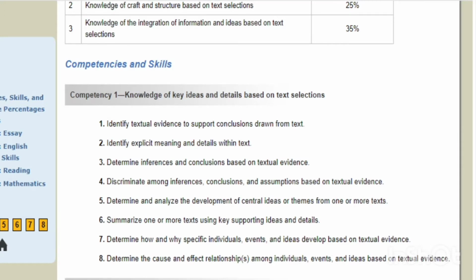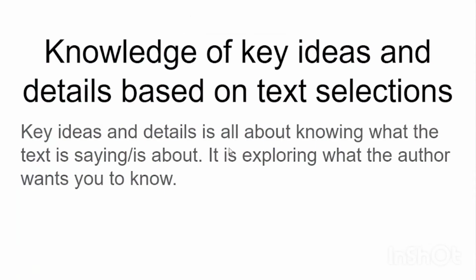As I said before, I'm just going to give an overview of what you might see on the exam. So, what is knowledge of key ideas and details based on text selections? Key ideas and details is all about knowing what the text is saying or what the text is about. It is exploring what the author wants you to know. So what this competency is about is knowing what the author is saying in the text.